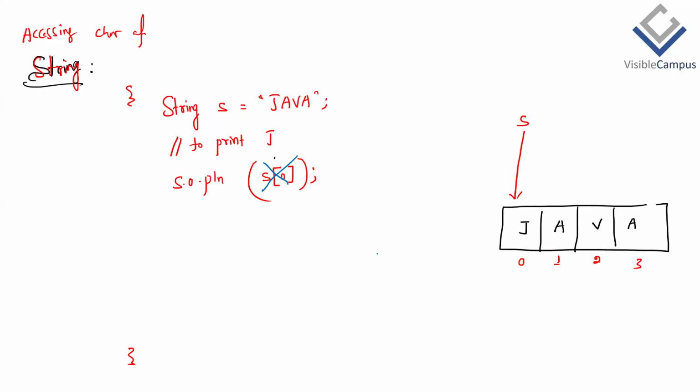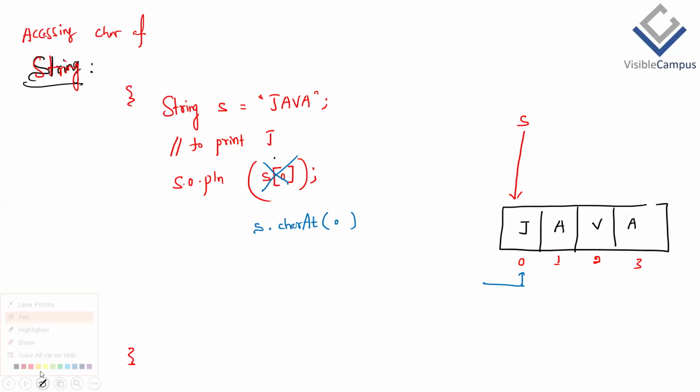Then what is the correct process? To access a specific character of a string, we have to use a predefined method called charAt. So s is the object reference, then the dot operator, and the method name is charAt, with a capital A. Since it's a method, we have to use parentheses, not square brackets. And inside this we have to use the index position. What's the index position of J? 0, we have to use it.